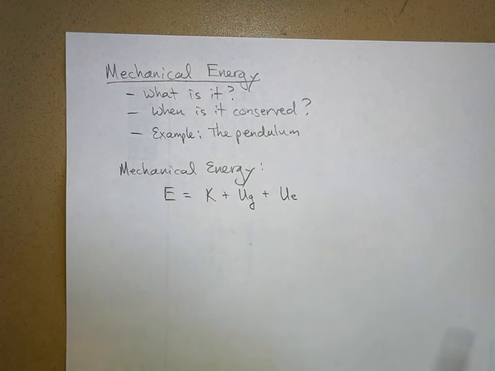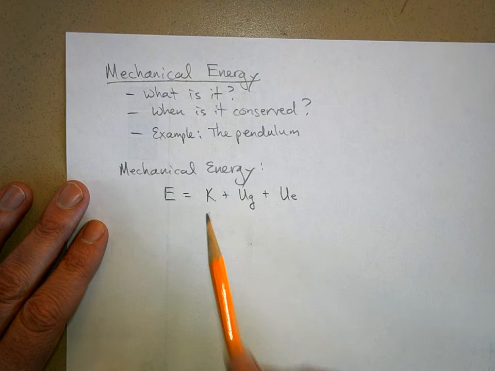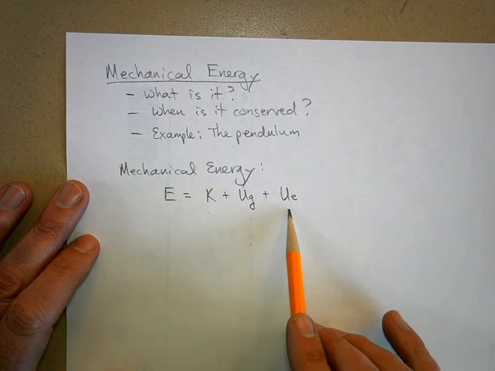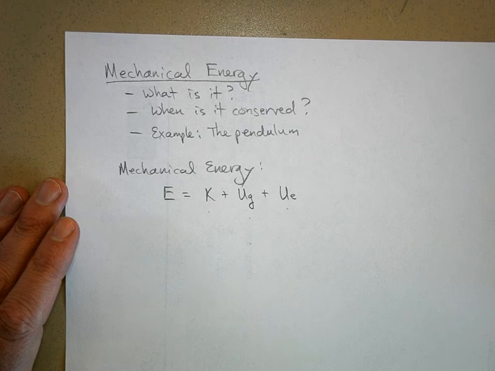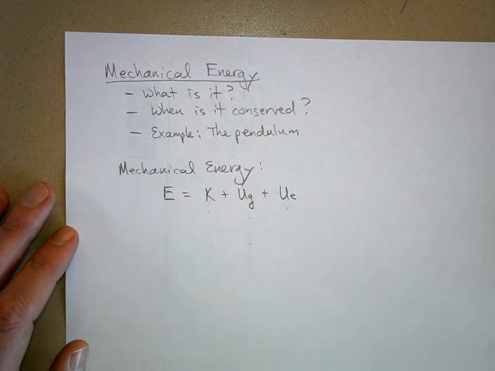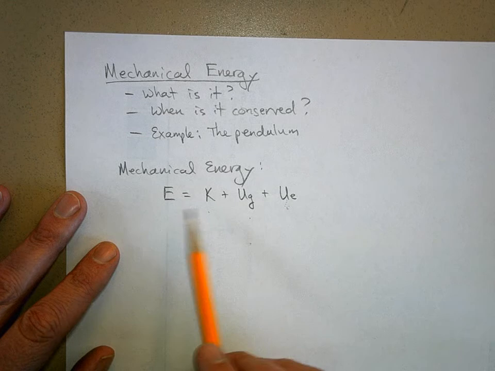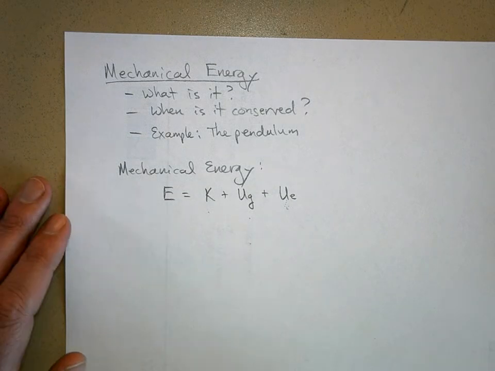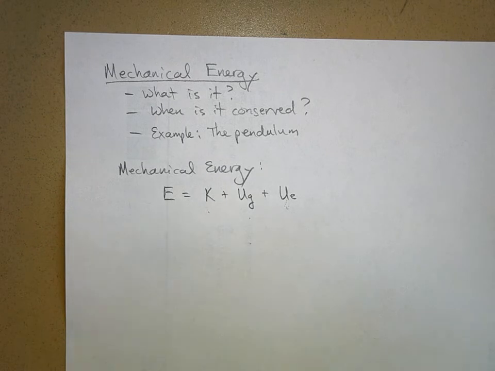So when I look at an object and I say, okay, how much kinetic energy does it have? How much gravitational potential energy does it have? How much elastic potential energy might it have? We're not really going to deal with this one today. But this is the definition of what mechanical energy is. And we use a capital E to represent mechanical energy.